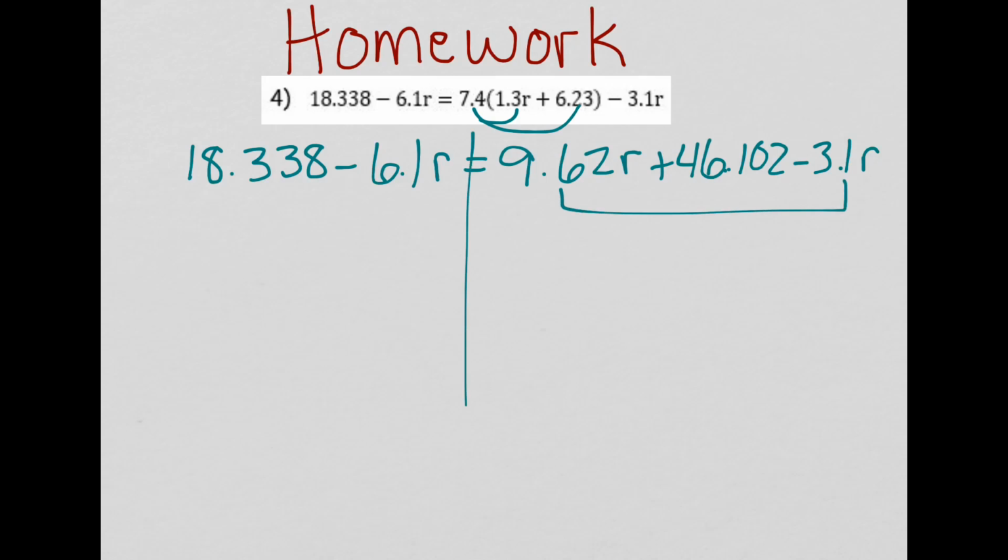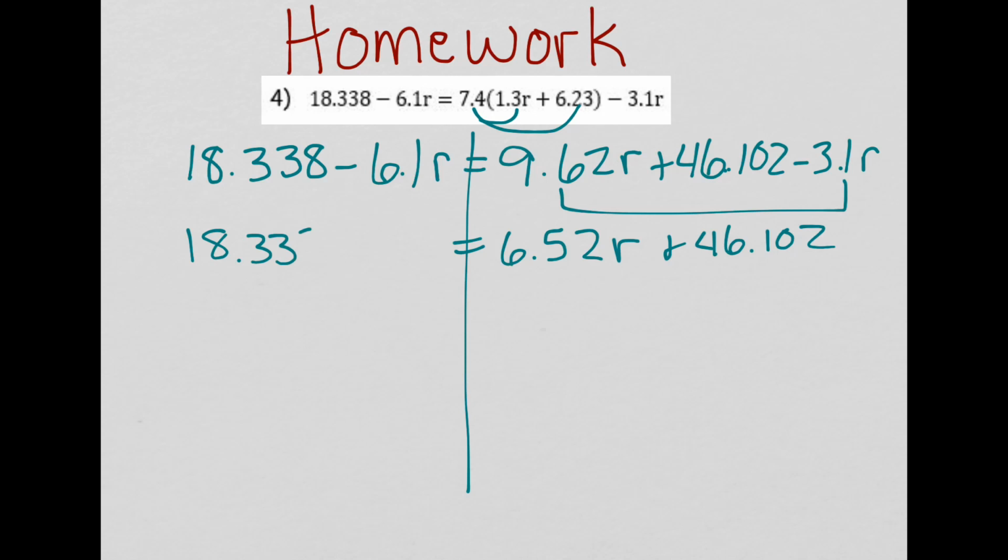Okay, next thing I see is that I have some like terms here. Here's my equal sign. I don't need to add something to both sides of the equal sign yet. I'm going to first combine like terms. So 9.62R minus 3.1R gives me 6.52R. And the 46 is still there. And everything else is still here on the left.